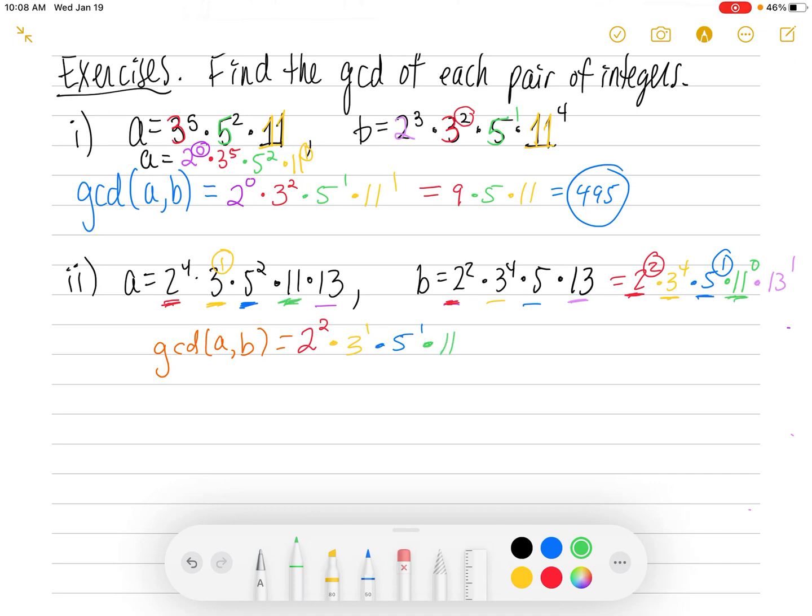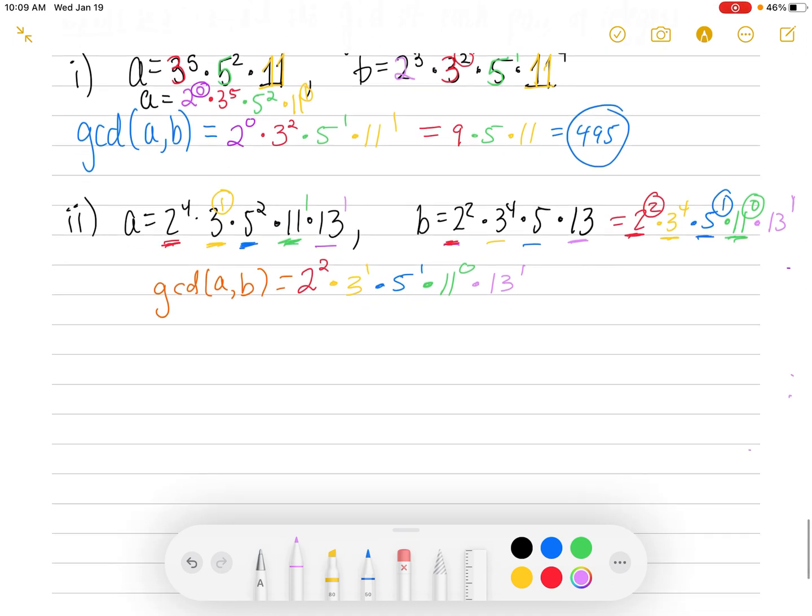And for the common 11 here, we created 11 on the B. We're going to take the smaller power of 0, right? 0 is smaller than 1, so 11 to the 0. And then finally 13. They both have a 13. This one's to the 1, this one's to the 1. Well, the smaller power is 1. When they're the same, the smaller power is 1.